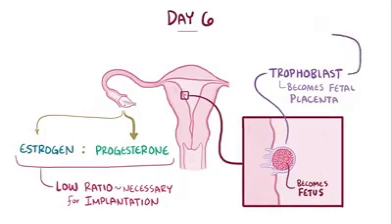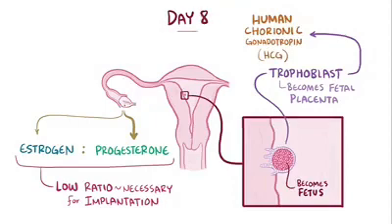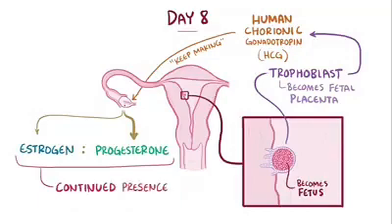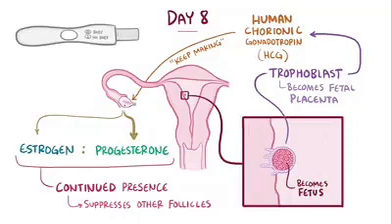Those trophoblast cells start to produce a hormone called human chorionic gonadotropin around day 8. And this is important for 2 reasons. One is that it's the hormone that lets the corpus luteum know that there's been a successful implantation into the endometrium, and that it should keep making estrogen and progesterone. It's this continued presence of estrogen and progesterone that suppresses other ovarian follicles from maturing. And the other important thing is that HCG is the hormone that most pregnancy tests are able to detect, causing that little sign to form which can happen as early as day 9.